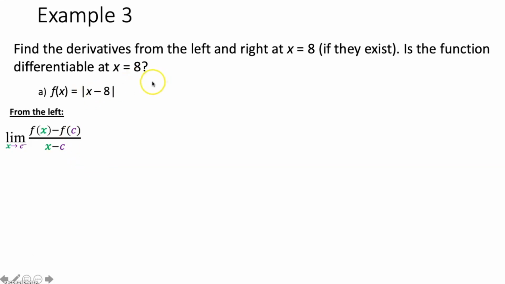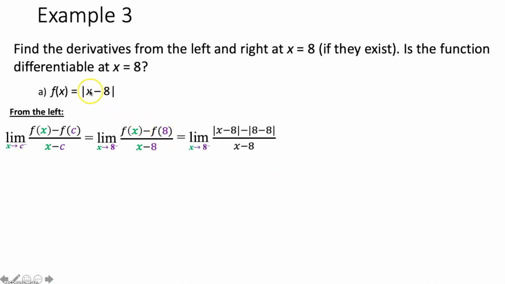So what's our c value here? Well, again, we're finding the derivatives from the left and the right at x is equal to 8. So we're going to take 8, plug it in for c, here, here, and here. And then we simplify. F of x, we know, is the absolute value of x minus 8. F of 8 is just when we plug in 8 here for x. And then down here we have x minus 8, because that's x minus c. We then simplify. 8 minus 8 is just 0, so that cancels out. And we get the absolute value of x minus 8 over x minus 8.